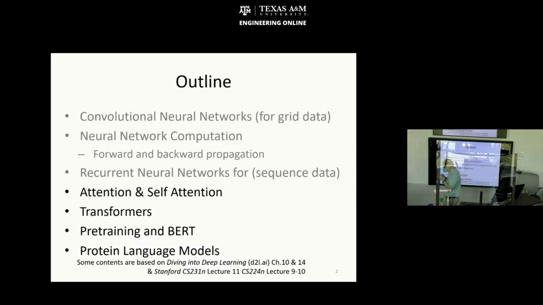So in the past couple of lectures, we talked about the modern recurrent neural networks, LSTMs, GRUs. And we also started talking about attentions, general attention mechanisms, and self-attentions. So we'll summarize them and show how attention is all you need. That's what transformers are built upon. And then we'll mostly talk about pre-training and BERT, for instance, and we'll end up with protein language models, okay?